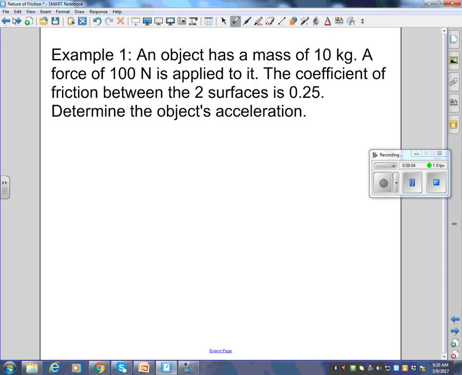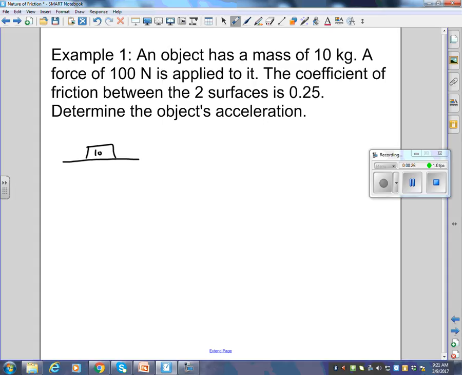Okay, so do you have those example questions? I think you do, right, Katie? Excellent, okay. So here we go. An object has a mass of 10 kilograms. A force of 100 newtons is applied to it. The coefficient of friction between the two surfaces is 0.25. Determine the object's acceleration. All right, well, let's start off with a free body diagram.